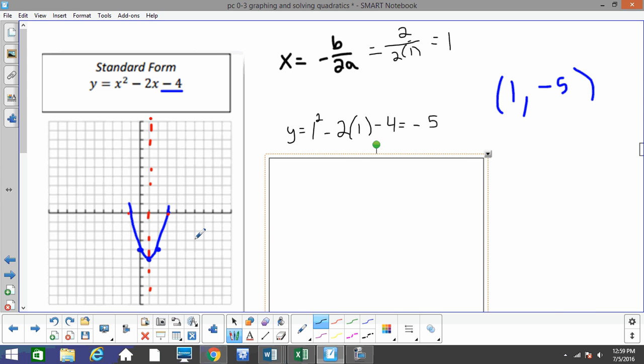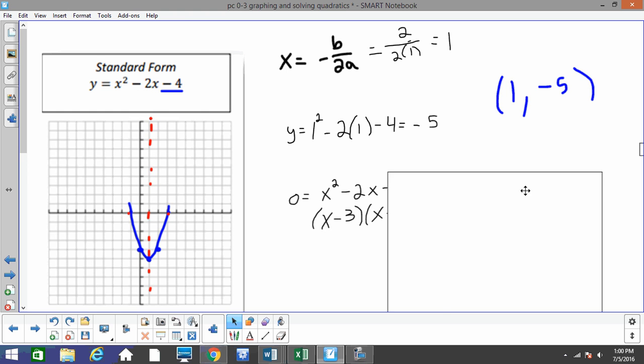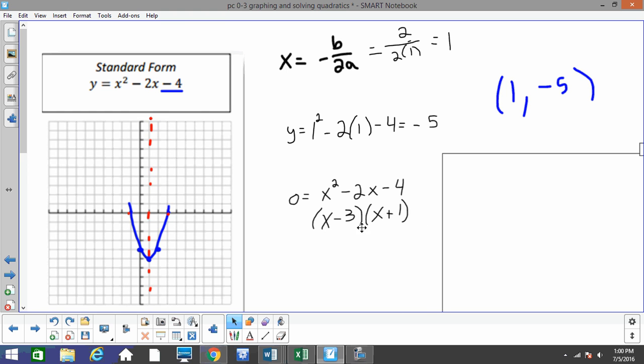All right. Sorry, I paused there for a second. I actually drew this a little bit better. It looks like it's crossing your x-axis at -1 and 3, so those would be my solutions. Probably a better way to actually find your solutions on this one is factoring. You'd find two numbers that multiply to give you -4, add to give you -2. Those two numbers are -3 and +1.